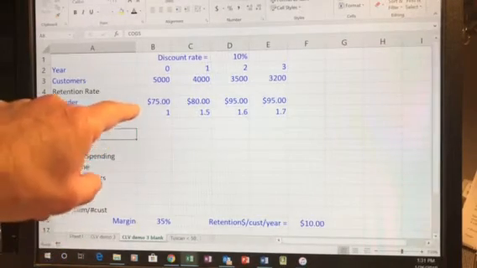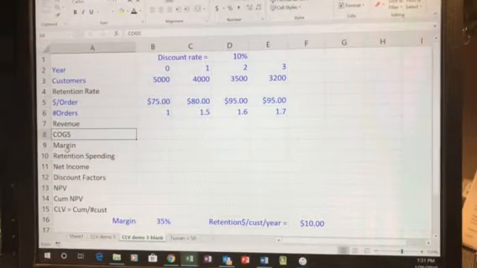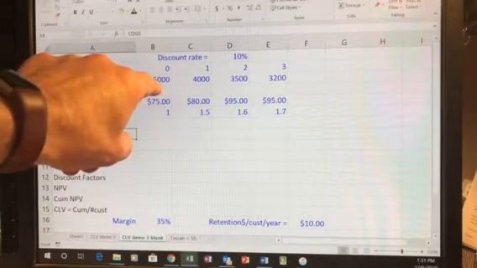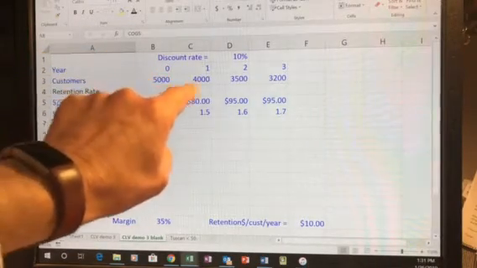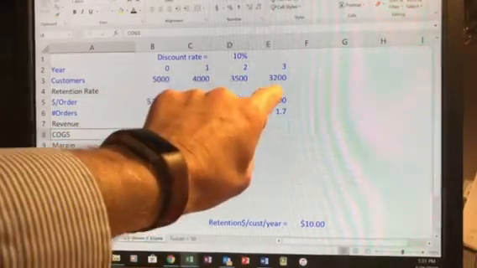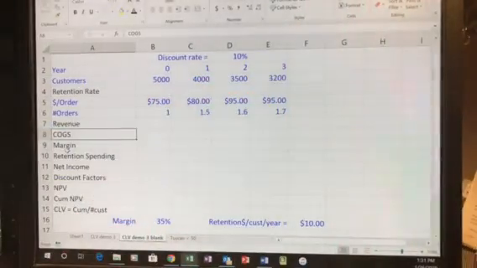In this example, you can see we start with 5,000 customers. Imagine this is from a longitudinal database. We go into our archives, we pull out some stuff, we find, wow, a few years ago we started with 5,000 customers. The next year only 4,000 of those people stayed with us. Then 3,500 remained, then 3,200 remained after 3 years. So those are numbers of customers.